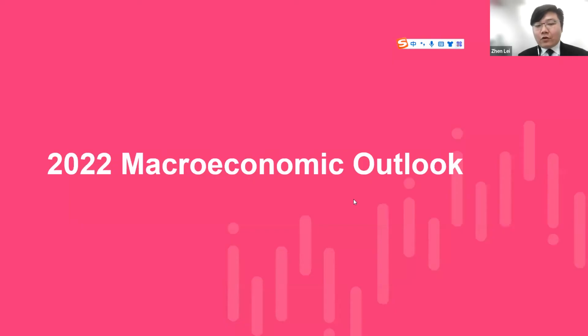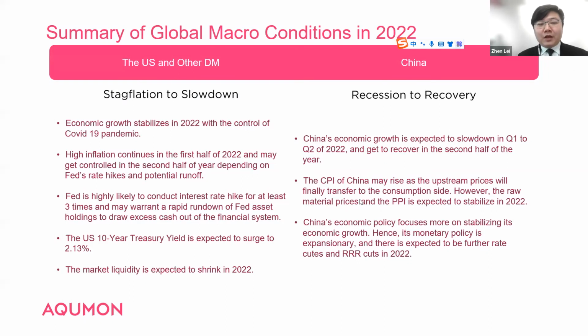So let's look at the macroeconomic outlook for 2022. Here we have the summary. For the United States and the other developed markets, we think that they may experience stagflation to slowdown, because first of all, their economic growth can stabilize in 2022 with the control of the COVID-19 pandemic, and high inflation will continue in the first half of 2022 and may get controlled in the second half of the year, depending on the Fed's rate hikes and the potential runoff.